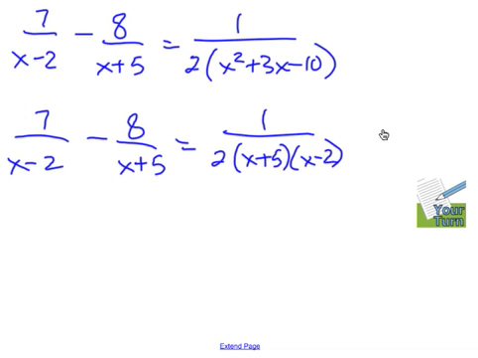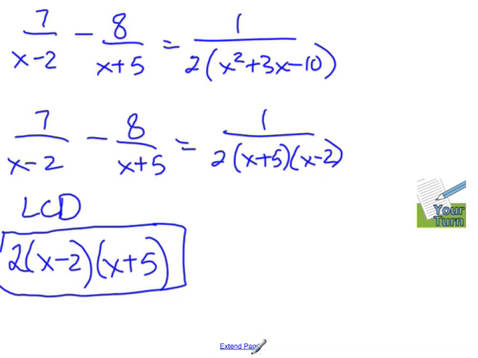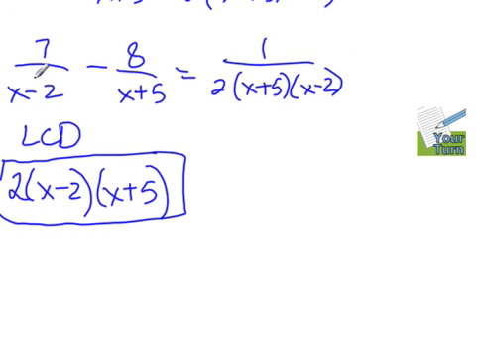Now, go for the lowest common denominator. So my lowest common denominator will be, it has to have an x minus 2 in it, have to have an x plus 5 in it, has to have a 2 in it. Well, I have an x plus 5. I have x minus 2. Yeah, there it is right there. So here's my lowest common denominator. Now take every term in the equation and multiply it by this lowest common denominator.